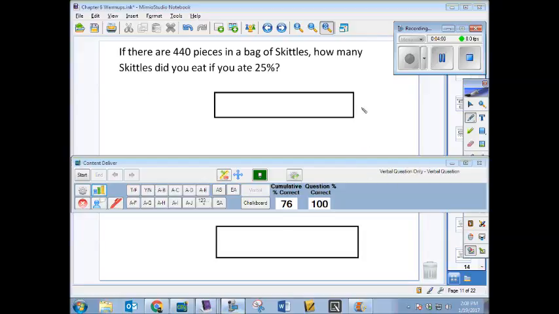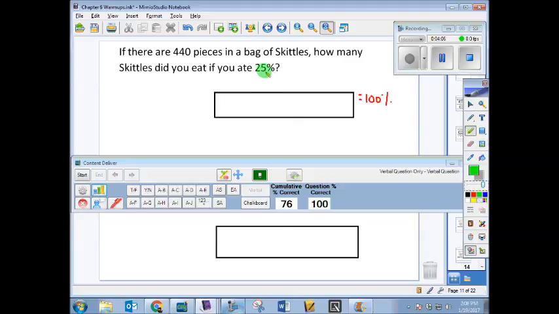Right here, if there are 440 pieces of Skittles in a bag, how many Skittles did you eat if you ate 25%? The whole strip represents 100%, right? Now, we always want to identify the percentage. That's going to tell us how to cut our strip diagram up. So how should I cut my strip diagram up since that's 25%, Callie? 4 25% sections. Now notice, I'm going to write 25% in here, on every part of my strip.